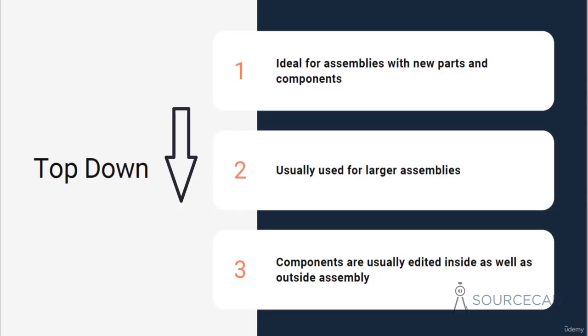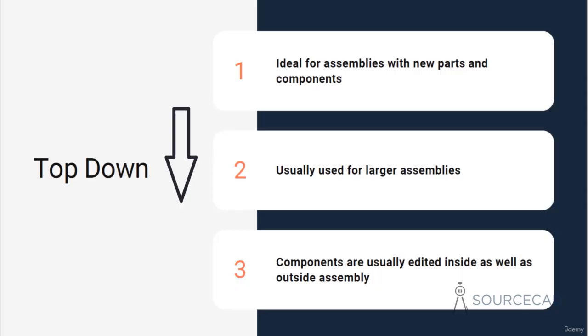Now this method is usually good for larger assemblies. So even if you have a really large assembly, you can use the existing components or existing sub-assemblies and use its reference to make other parts. Now in this case, if you want to edit the component, you can directly edit it inside the assembly, or you can also edit the component separately. And then when you save it and regenerate it, it will automatically update in the assembly itself.